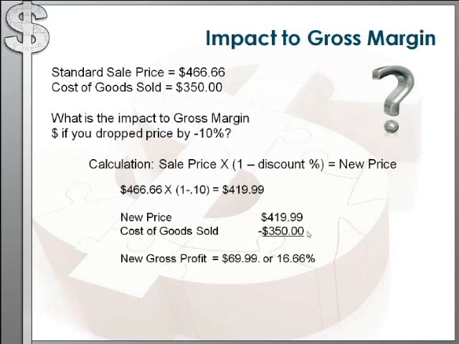Now the cost of goods sold didn't change, it's still $350. So when you take the difference, your new gross margin, or gross profit dollars, is $69.99, or 16.66% is your margin in terms of a percentage.